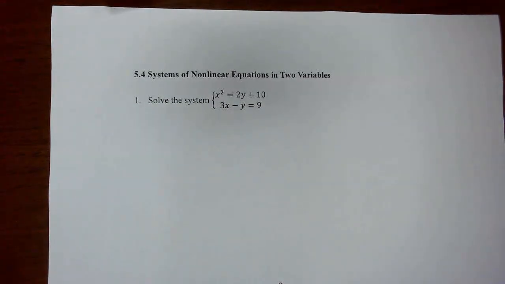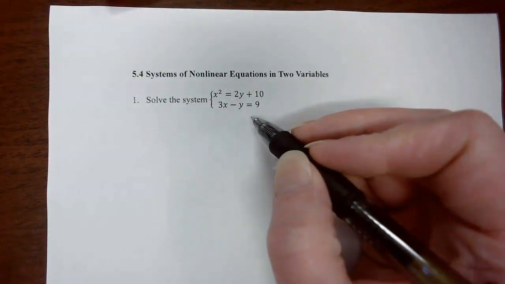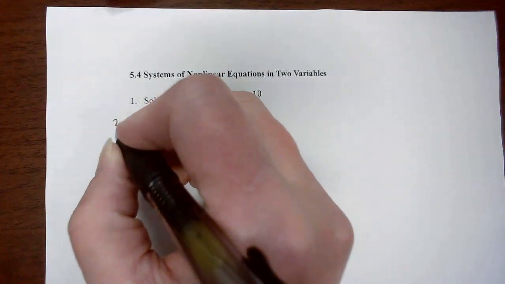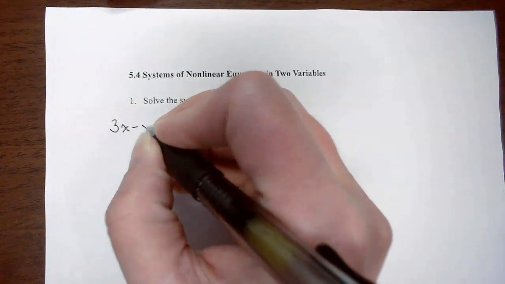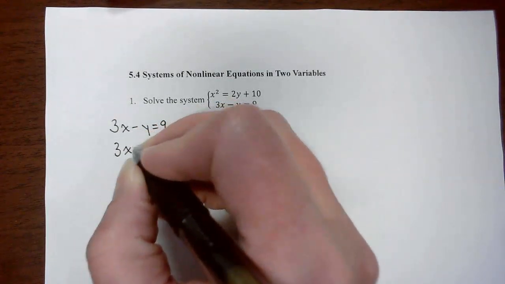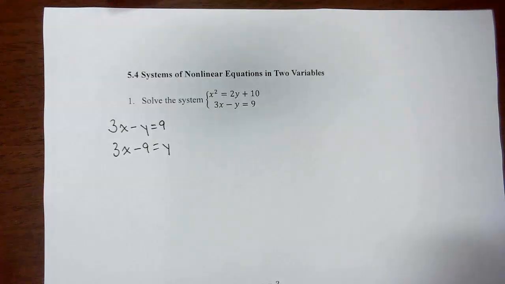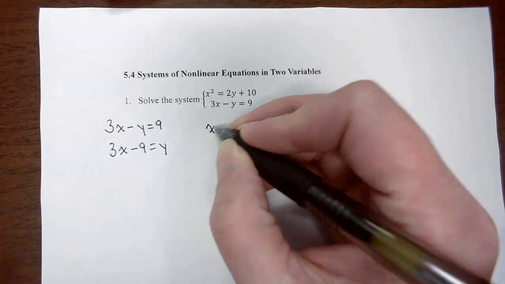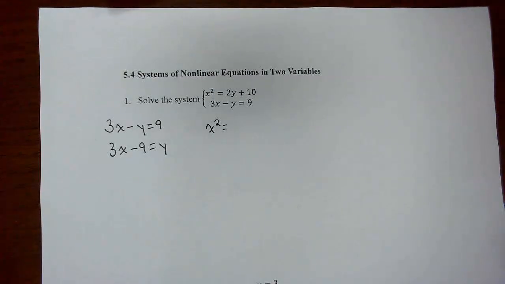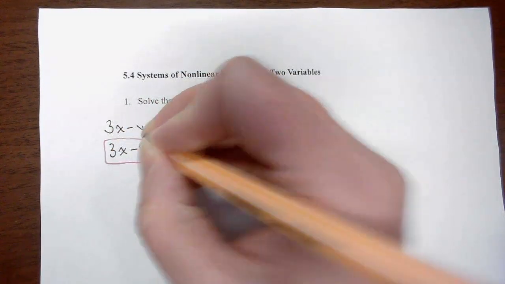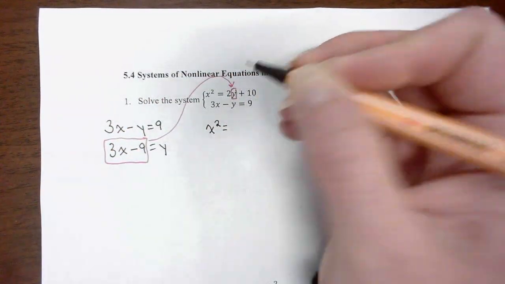What I've noticed when I look at this is that the second equation, I could solve for y pretty easy. So I'm going to take that second equation and get y by itself. I may add y over and subtract the 9 to that side. And now I have an expression for y. So in the other equation, I can take the y in that first equation and replace it with what y is equal to. So we're using substitution.